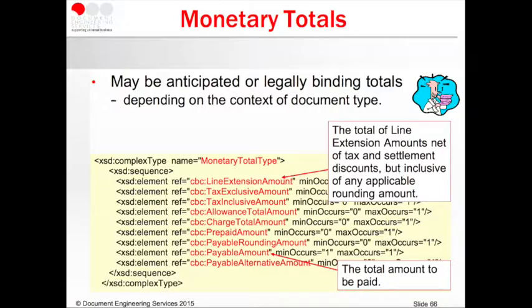So we define things like the line extension amount to be the total of all the line extension amounts in the various transactions, net of tax and settlement discounts, but including any applicable rounding amount. So there is a very precise definition of each of these elements. And probably the most commonly occurring, and in fact the one that's mandatory, is the payable amount, which is the total amount to be paid. In a legally binding sense, that's the debt.